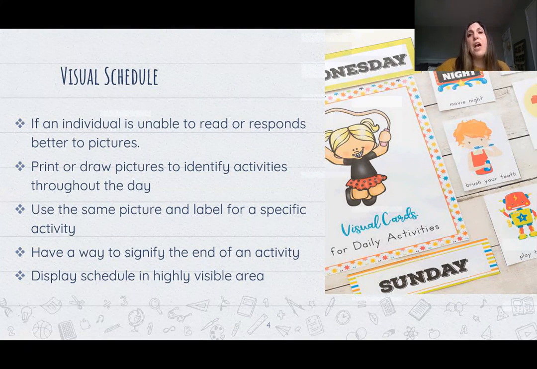You also want to have a phrase or something that signifies the end of an activity, such as turning the card over or saying, oh, that's the end, just something that they know signifies that the task has concluded. Also, the visual schedule should be kept in a highly visible area. So maybe the kitchen or their bedroom, somewhere that they can see it and reference it independently throughout the day.